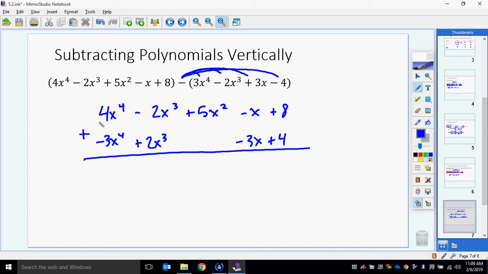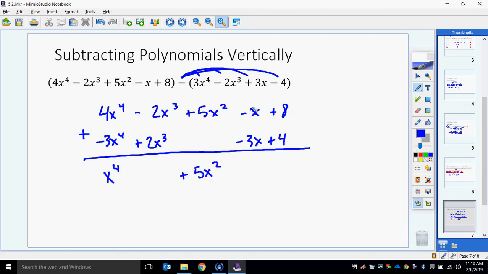So a 4 plus a negative 3 would be a 1x to the fourth. And again, I have the space here because I had no x squared term. I have a negative 2 plus a 2x cubed. That means there's no more. They canceled out. There's no more x to the third, so you could put 0x to the third, but I really wouldn't because a assignment would probably count you wrong, because there's no more x cubed terms. They're gone. 5x squared plus 0x squared means I still have 5x squared there. Don't get rid of him.